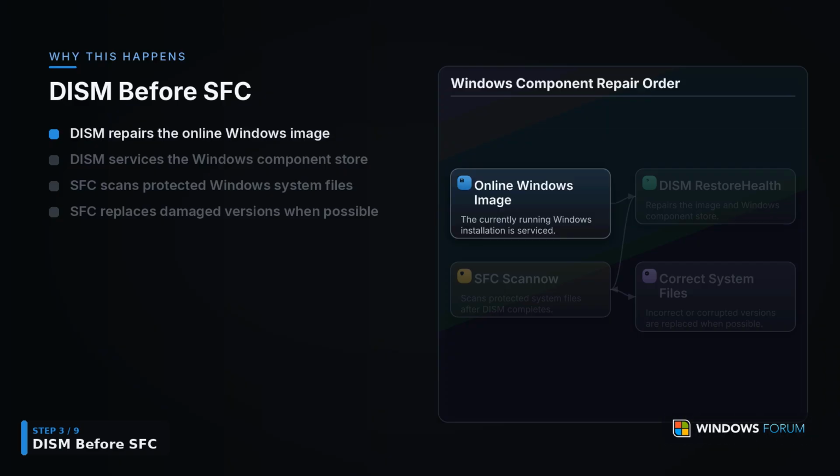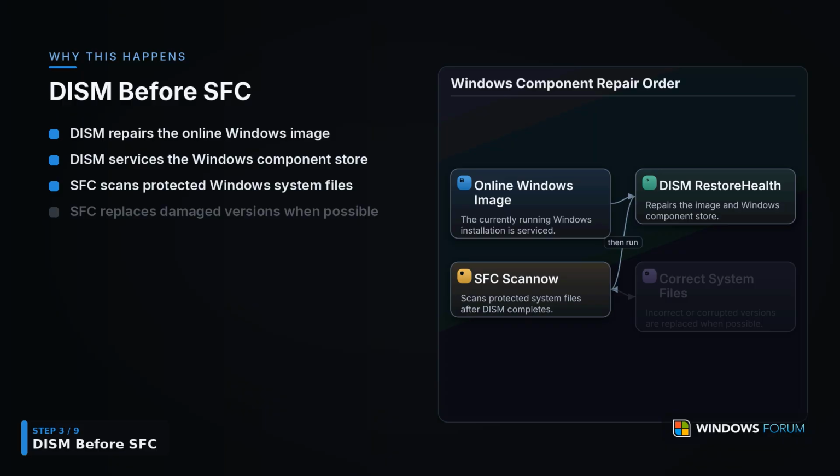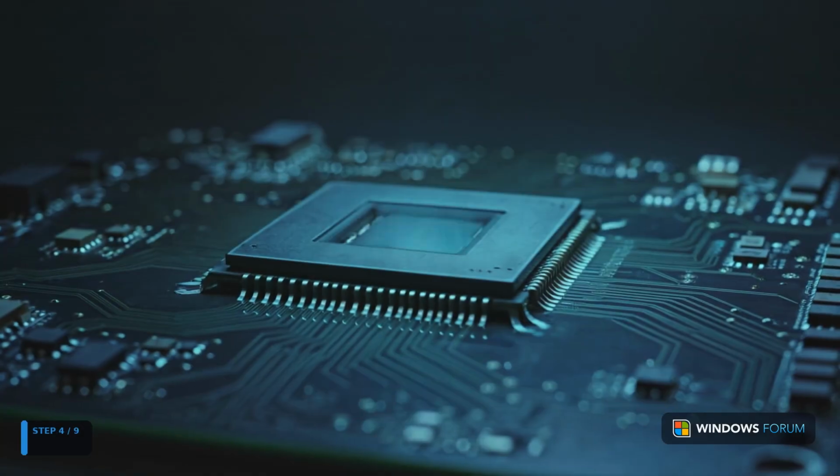DISM and System File Checker repair different layers, so you run them in this order. DISM targets the online Windows image and repairs its component store. It can obtain required files through Windows Update, so keep your connection stable. After that foundation is repaired, SFC scans protected Windows system files and replaces incorrect or corrupted versions when possible. DISM may appear paused at certain percentages, but that behavior can be normal, so let it complete.